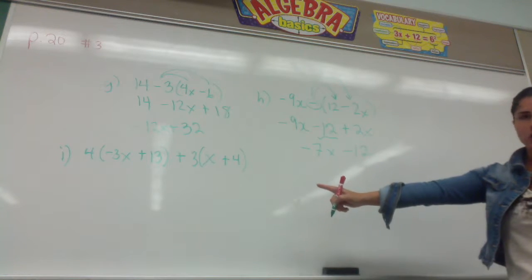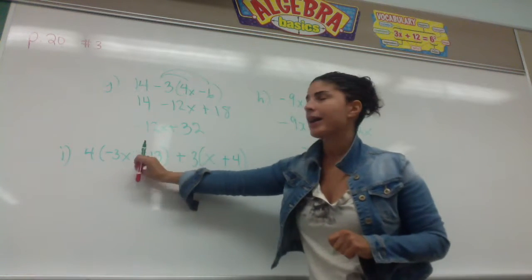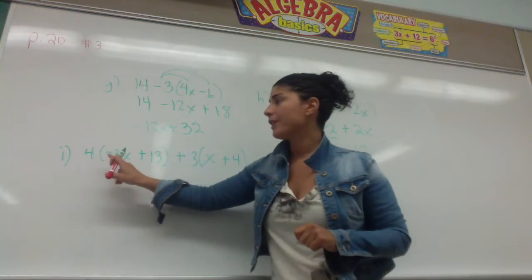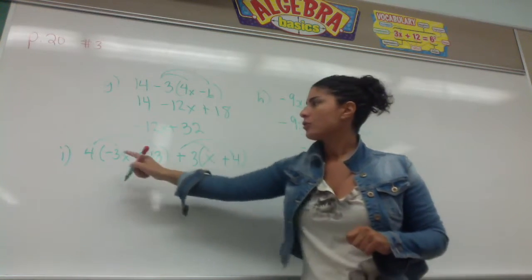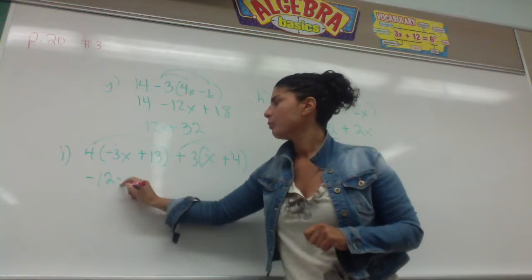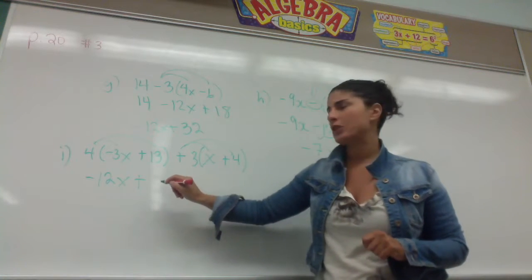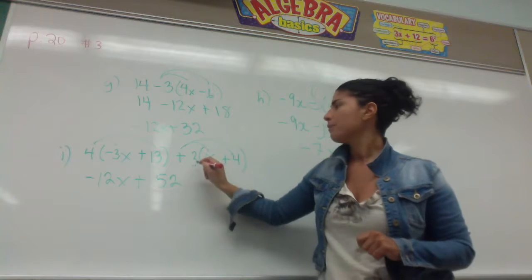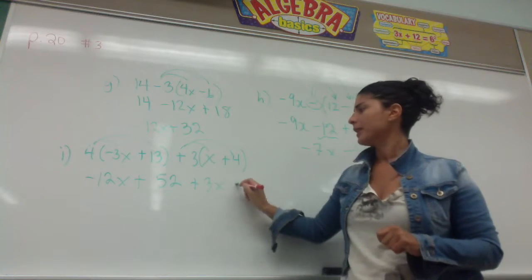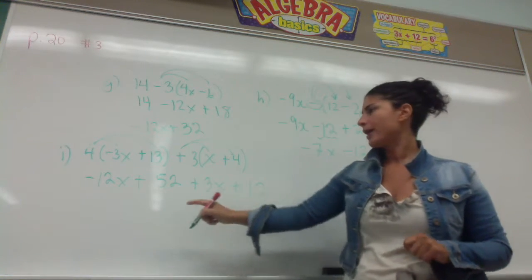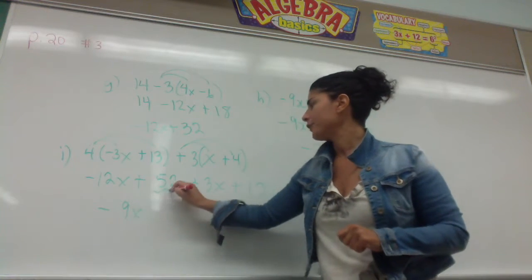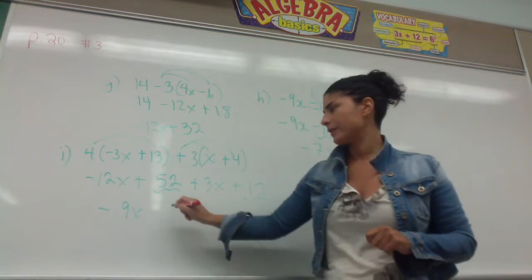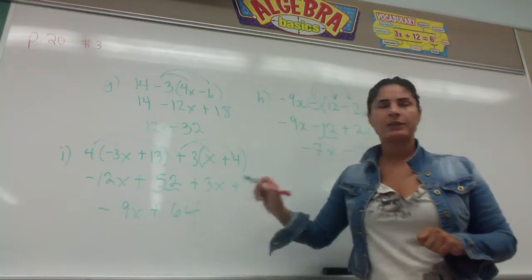And the last question has 2 sets of brackets with a number in front of it. Therefore, 2 distributions are going on. So -12x plus 52 plus 3x plus 12. We have -12x plus 3x is -9x. 52 plus 12 is 64. And that's it for that number.